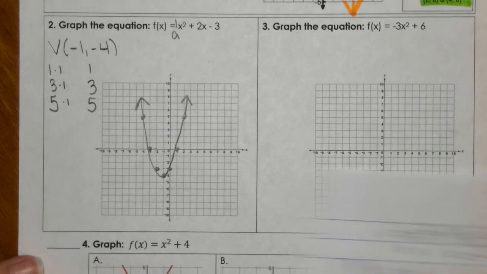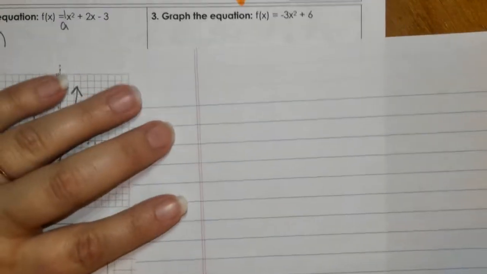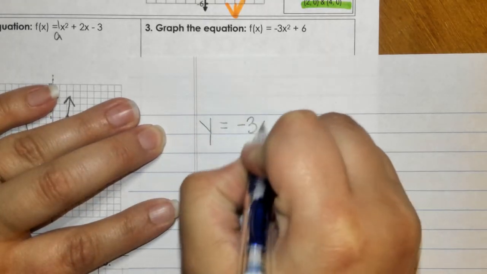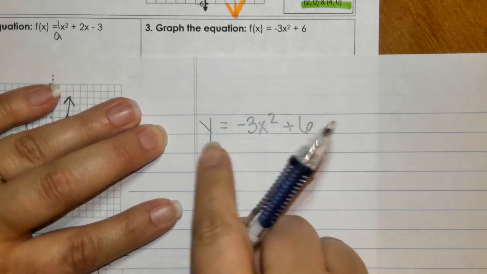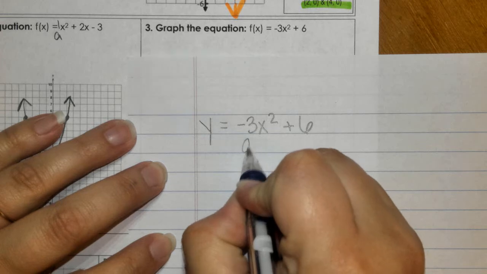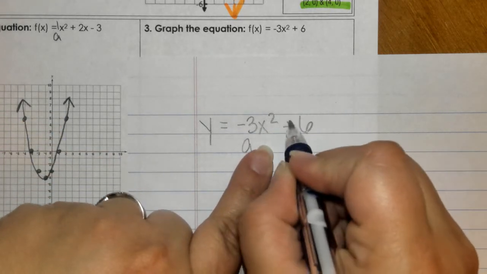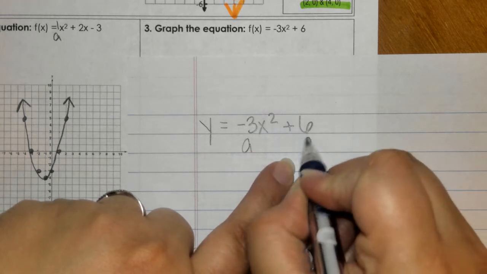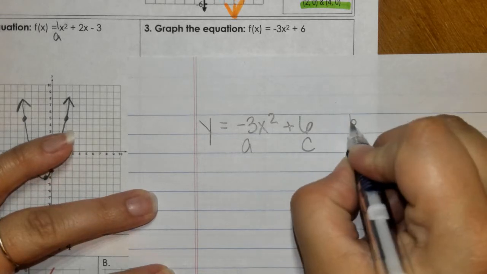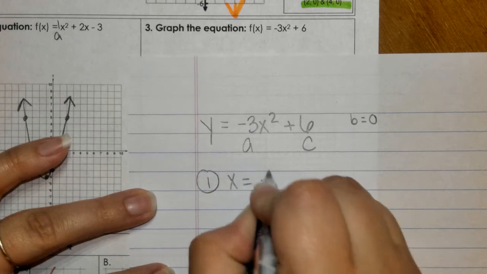Okay, number 3. We'll use this part here. So number 3, we have our formula, y equals negative 3x squared plus 6. I know it says f of x here, but that's just y. We label a in front of x squared. There's no x in the middle, so there's no b, and then c is the last one. Okay, which means if there's no b, b is 0. So step 1, plug it into this formula.